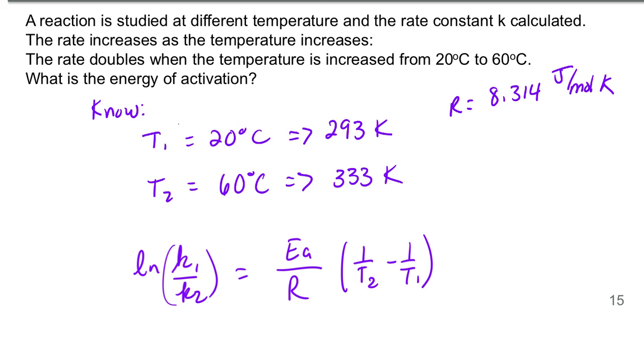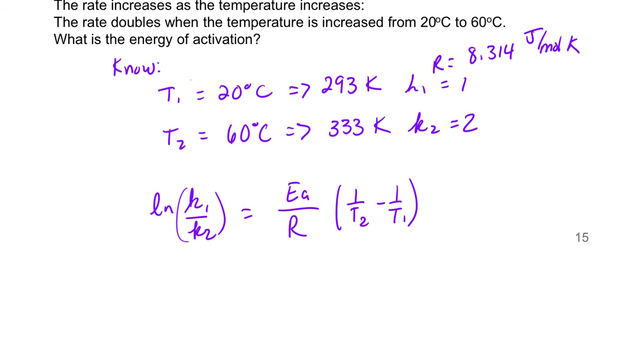And we need to know our rate constants. What we do know is that the rate is doubled when the temperature is increased from 20 C to 60 C. And we can just say that the rate constant K1 is 1, and K2 is double that, or 2. And that'll allow us to solve this problem.